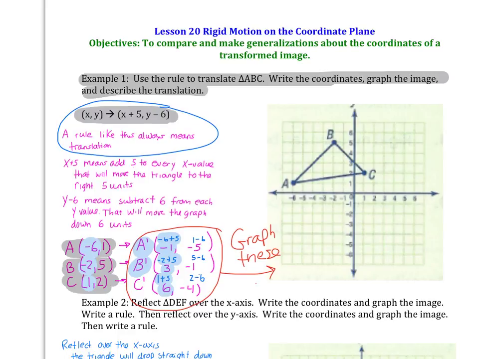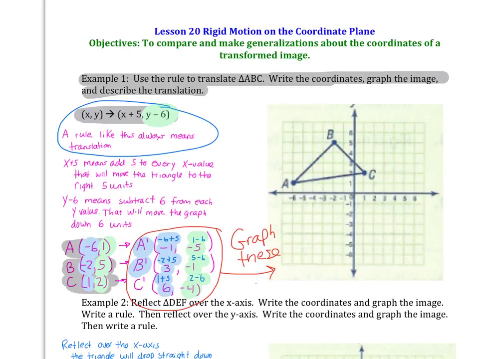Now we'll go through and we'll do all the y values. Again, remember, it says y minus 6. So we're going to take every y value and we're going to subtract 6. So back to A, we had 1. We're going to take 1 minus 6, and our new y value will be at -5. For B, we were at 5, so for B prime, we're going to take 5 minus 6, and our new y value will be at -1. For C, we were at 2, so for C prime, we're going to take 2 minus 6, and we will be at -4. Okay, now those 3 new coordinates, we're going to graph.